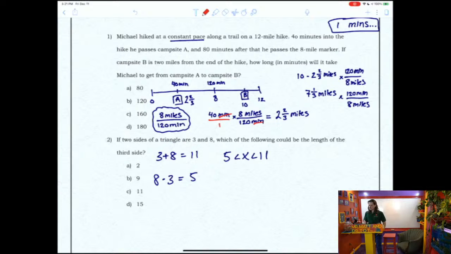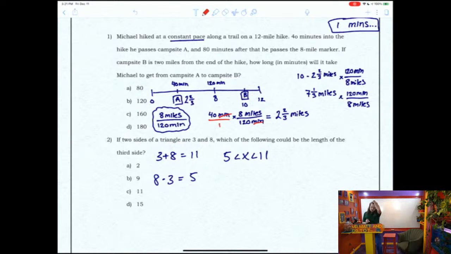So we know that campsite A, let me just check that. We have 40 minutes times 8 miles divided by 120 minutes. Yeah, and that gives you a nasty fraction of 2.66. So that's 2 2/3 of a mile.